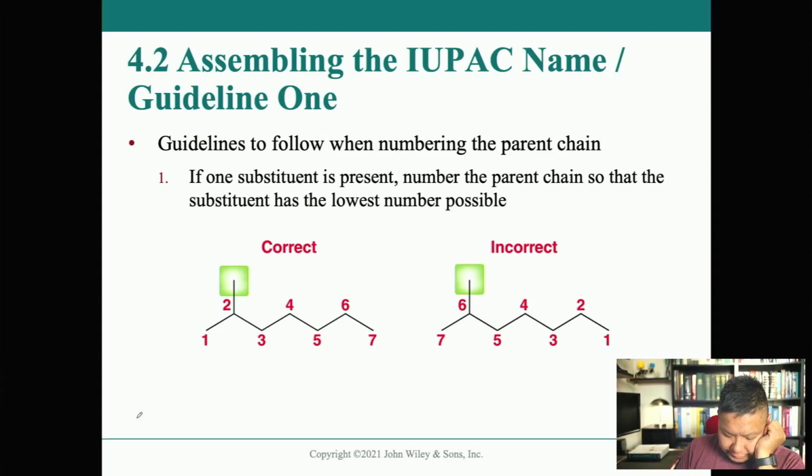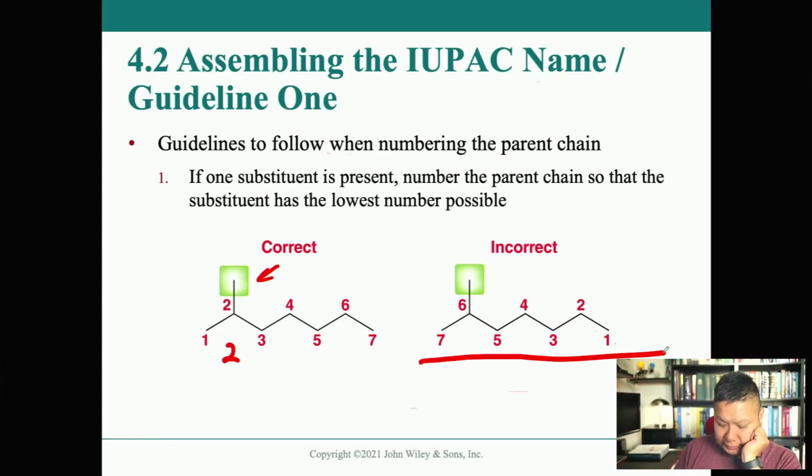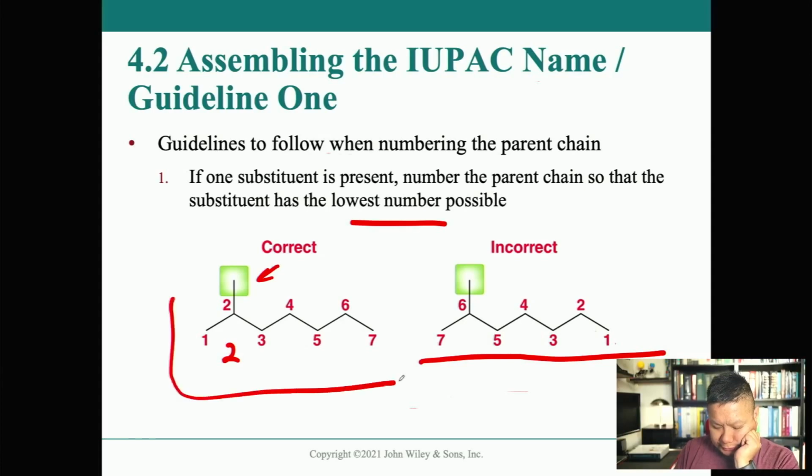So here we have a heptane, and the methyl group is on the second carbon there. So it would be 2-methylheptane, right? This would be incorrect because here, if you numbered it backwards, it would be on the 6th carbon, and 6-methylheptane wouldn't make any sense because it violates the rule, right? You want it to be closest to the end, so this is the guy that you want, right? That's how you want to name them, the parent chains.